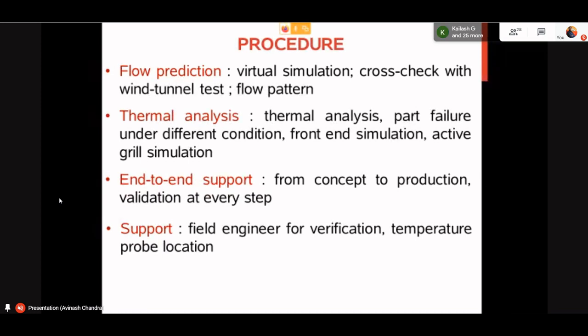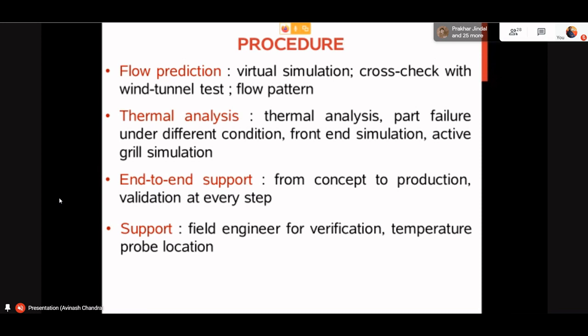Now, the thermal analysis: what we do is we check at what condition the part might fail, because when the vehicle is running, the engine and exhaust are generating a lot of heat. So, if it is failing or not failing.